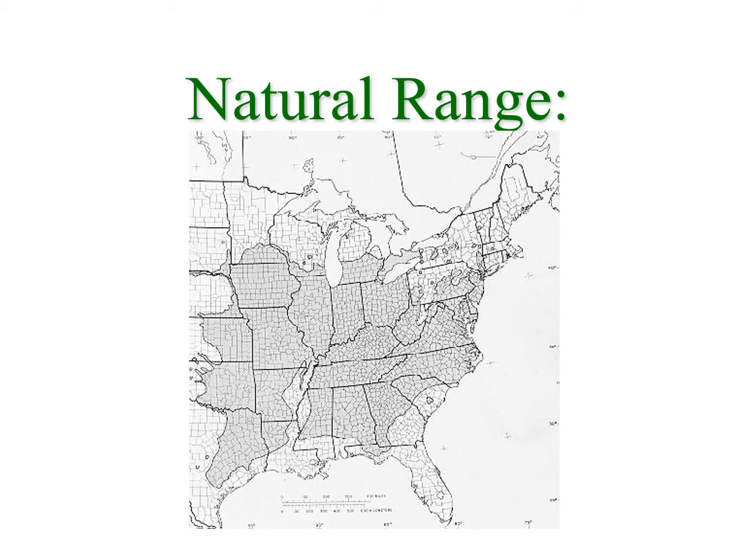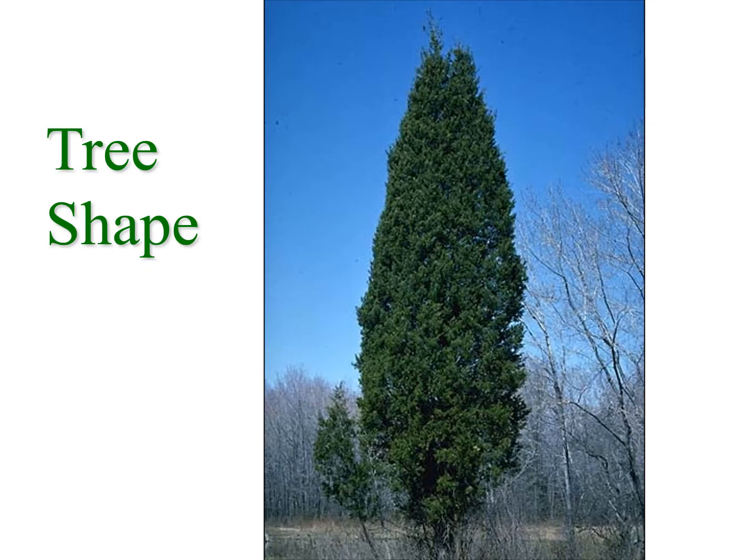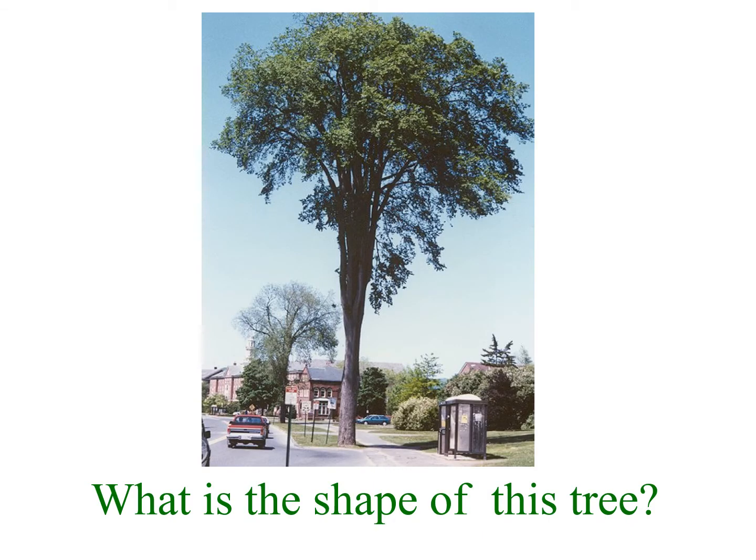The natural range of a species is the area upon which it normally grows. Now, of course, we know that tree species have been planted outside of their range by humans, so this may or may not help you identify a particular tree species, especially in a garden situation or an urban setting. What is the overall tree shape? This tree is columnar in shape and is an eastern red cedar. This tree is considered to be vase-shaped and is an American elm.